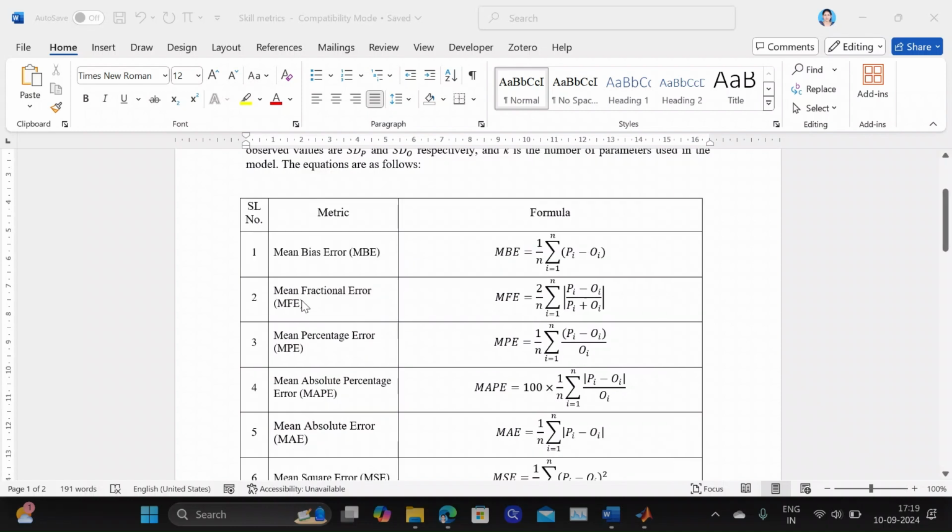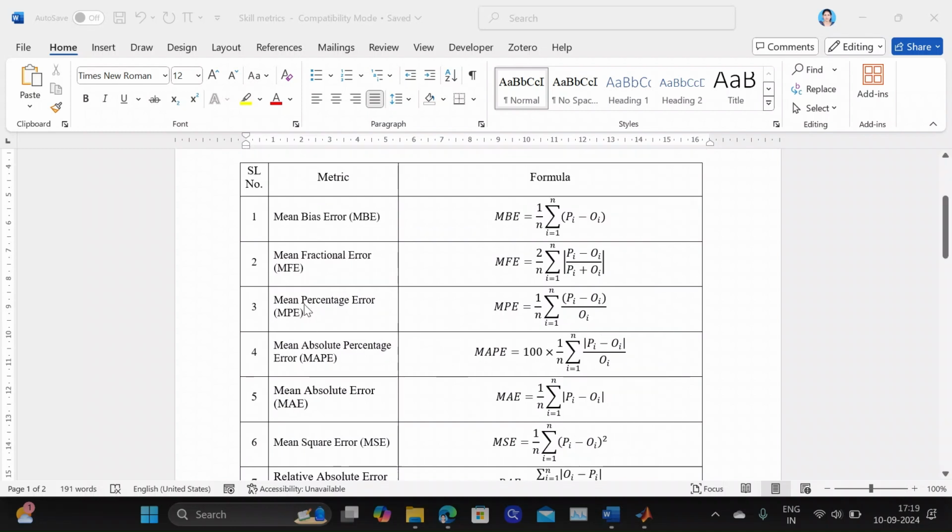The next metric is mean fractional error. Compared to other metrics which I'll be discussing, MFE is less commonly used. The formula is MFE equals 2 by n summation i equals 1 to n, the absolute value of Pi minus Oi divided by Pi plus Oi.